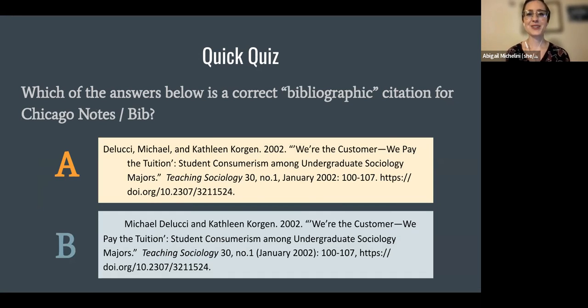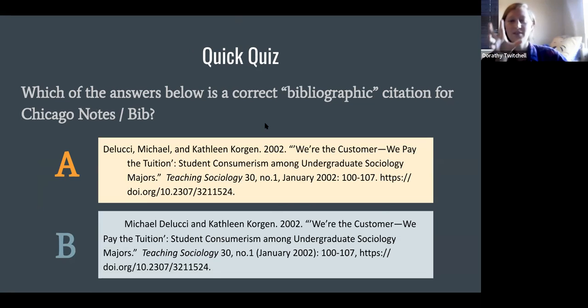Okay. Which of the answers below is the correct bibliographic citation for Chicago Notes Bib? This is again another visual one. I don't even have to look at the details. I know one of these is right. Which one is it? A, Dorothy? Yeah, how do you know? I figured because it's weird and different with the first author's name, and then the rest of the names are just in the chronological order they'd be said.